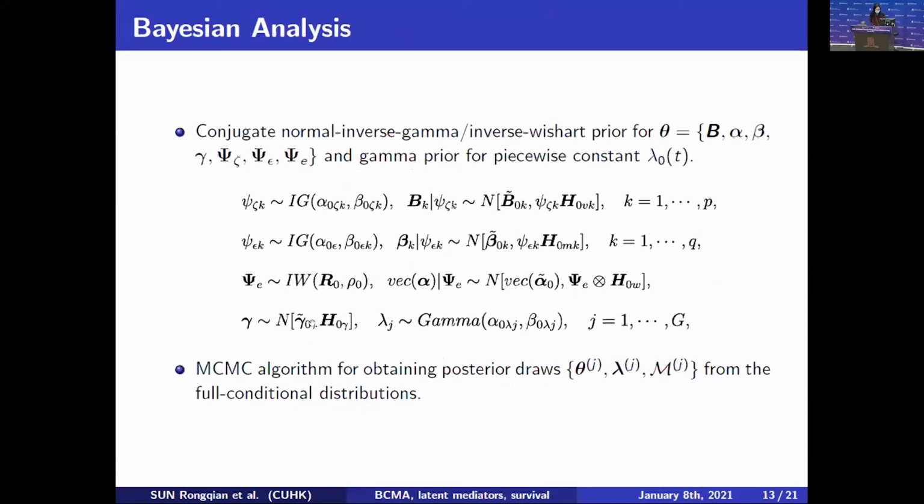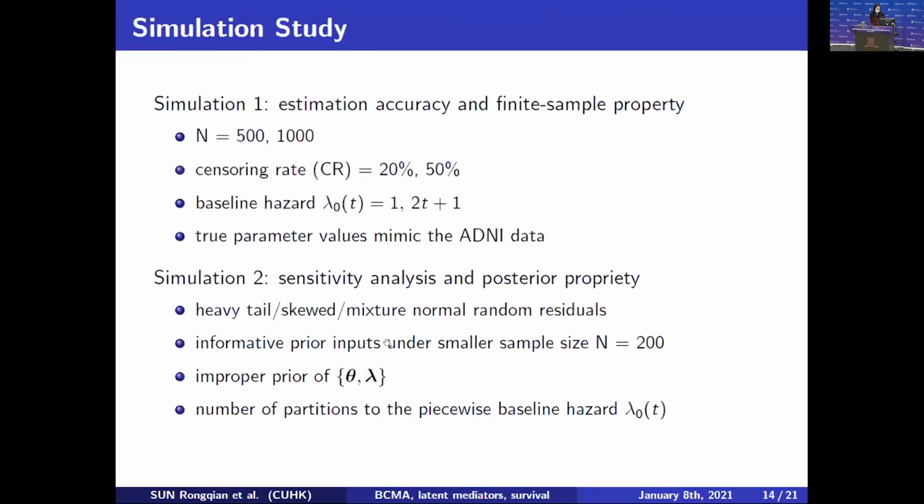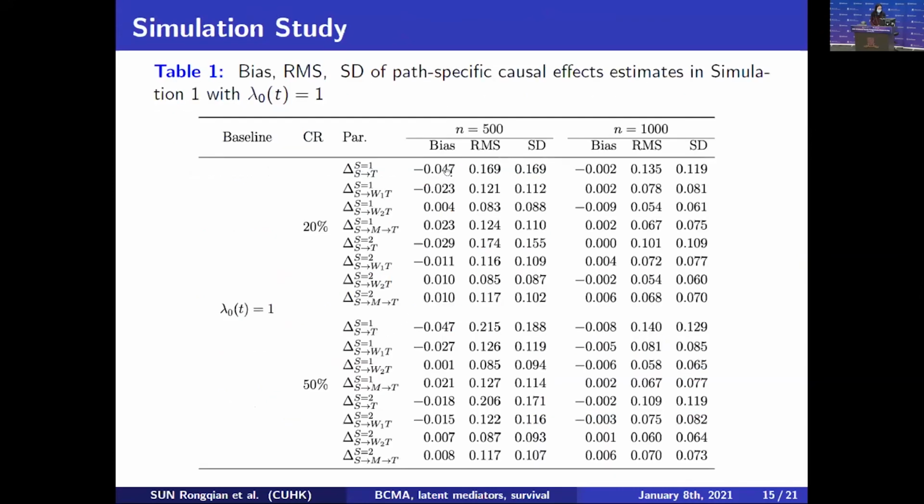And for model estimation, we assign conjugate priors to the parameters in our proposed model, and then obtain posterior draws by MCMC algorithms. So for sake of time, we don't talk in detail here. And next, estimation accuracy of our method and its sensitivity to certain non-normal errors or different prior inputs is checked through simulation study under different settings. Here we just put part of the result to illustrate that the bias and root mean square error of the causal effect estimates is relatively small compared to the true value, and the performance improves when the sample size gets larger.